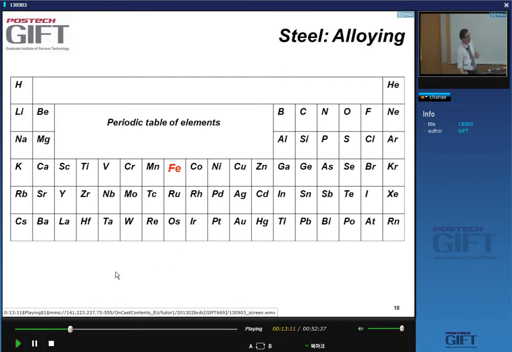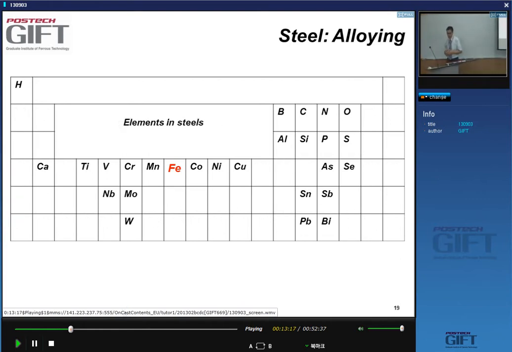So if we look at the periodic table of elements, and we select the elements that are commonly found in steels, well, we get about 20 elements that are very common. And these elements are not there by chance, yes? They're there as a consequence of the production of the iron and the steel, and as a consequence of the alloying of the steel. So let's have a look at the elements in that sense.